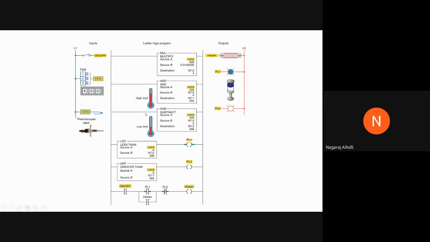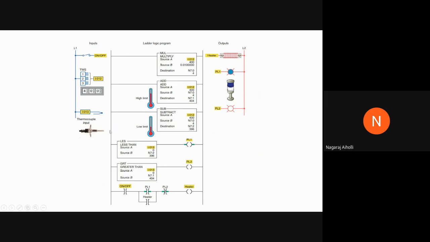Then when the next rung is executed, the subtraction instruction is activated. I:012, that is the thumb wheel switch value, is 400. 400 minus 4 is 396. That is stored in the destination. Then when the fourth rung is executed, it will check whether the value in I:013, the thermocouple or the oven temperature, is less than 396 or more than 396. If it is less than 396, then the PL1 lamp will glow.